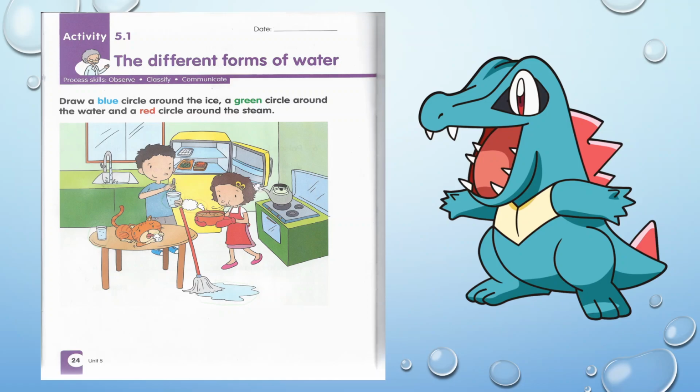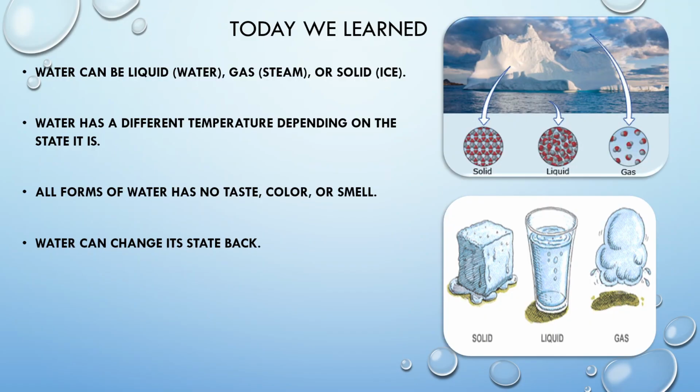Alright, so those are the three forms of water that we can see in this picture. Let's continue with the lesson. So, we can say that water can be liquid as water, gas as steam, or solid as ice. Water has a different temperature depending on the state it is in. Yes, remember, to get steam, you have to boil water over 100 Celsius degrees. And to have ice, you have to cool down water below 0 Celsius degrees.